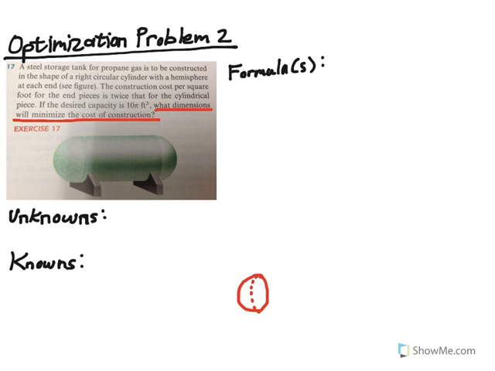There's going to be a hemisphere, there's going to be a cylinder in the middle, and then there's going to be another hemisphere at the opposite end. Okay, pardon my mildly ugly drawings.